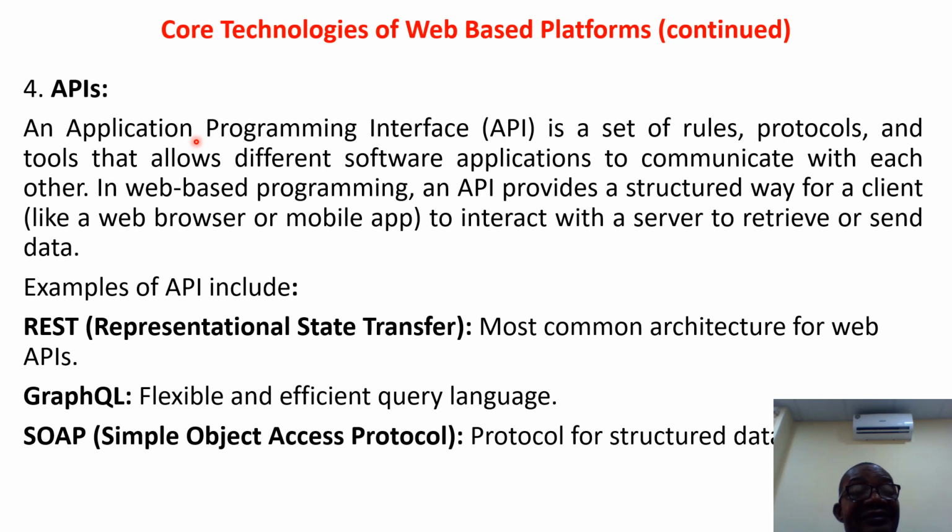Then we have APIs. An application programming interface is a set of rules, protocols, and tools that allow different software applications to communicate with each other. So in web-based programming, an API provides a structured way for a client to interact with a server in order to be able to retrieve or send data. So that is very important. Key examples of APIs that are used in web-based programs include REST, which is also known as representational state transfer. It's the most common architecture for web-based APIs. We also have GraphQL and SOAP. SOAP, which simply means Simple Object Access Protocol, is the protocol for structured data exchange.